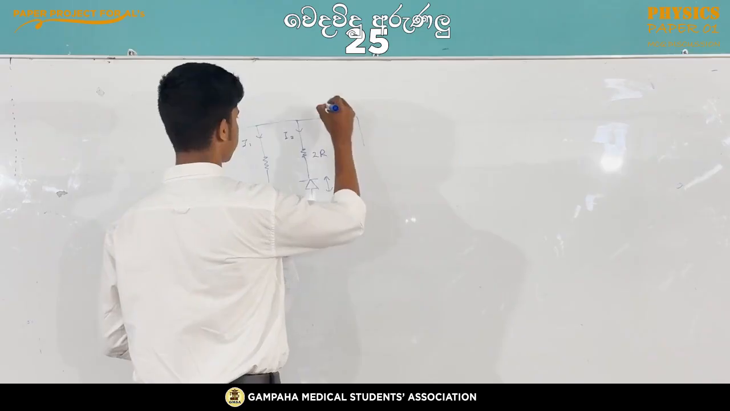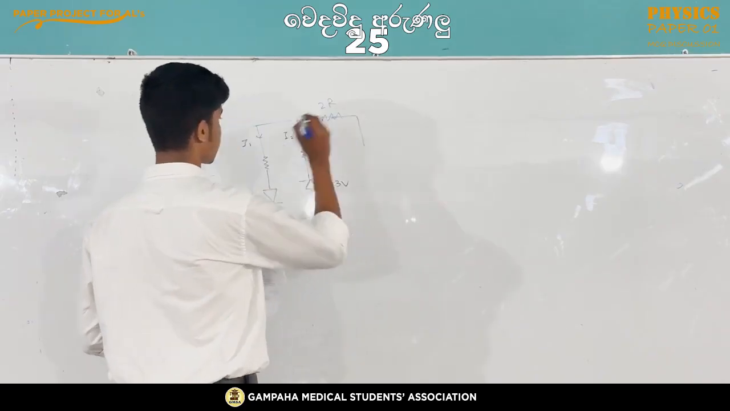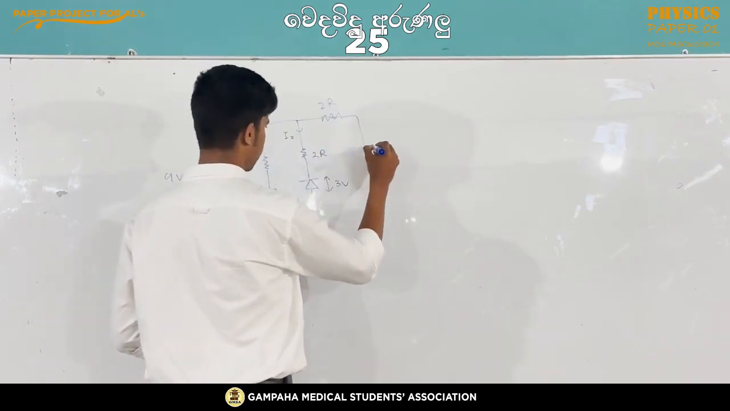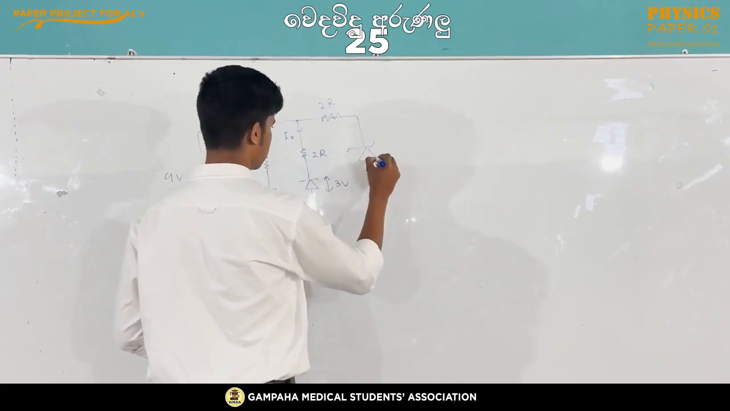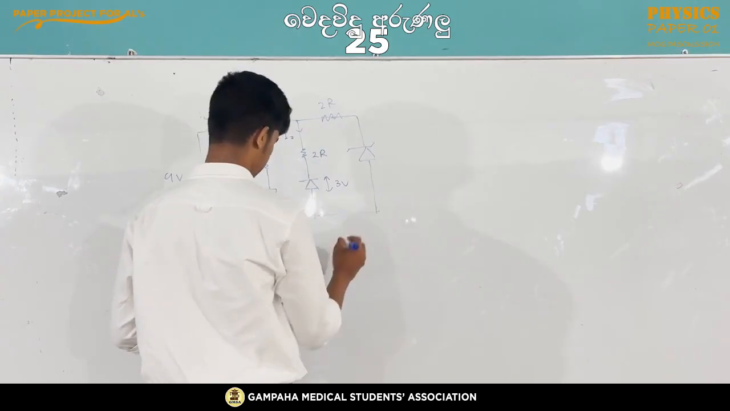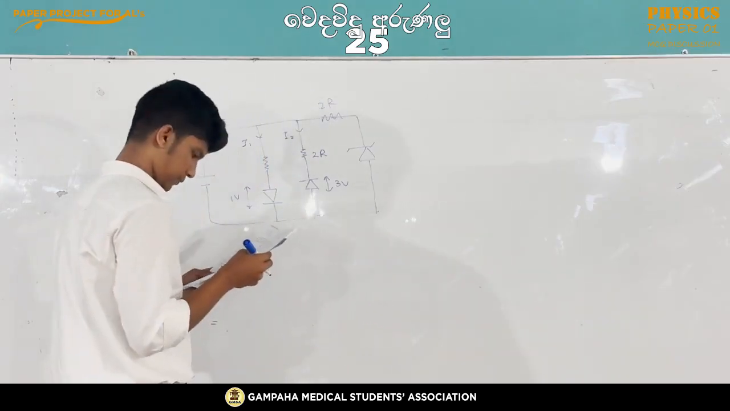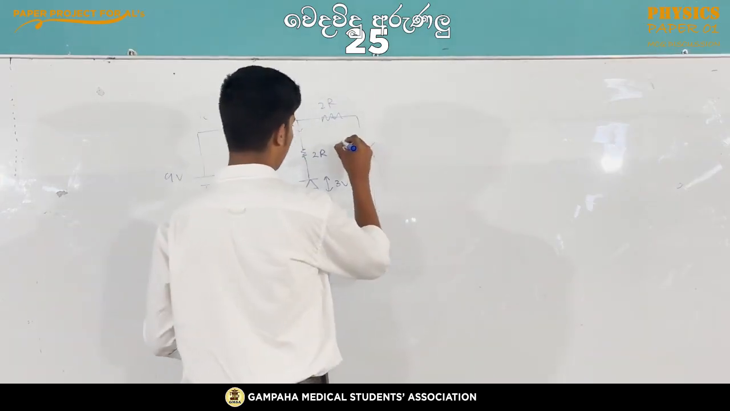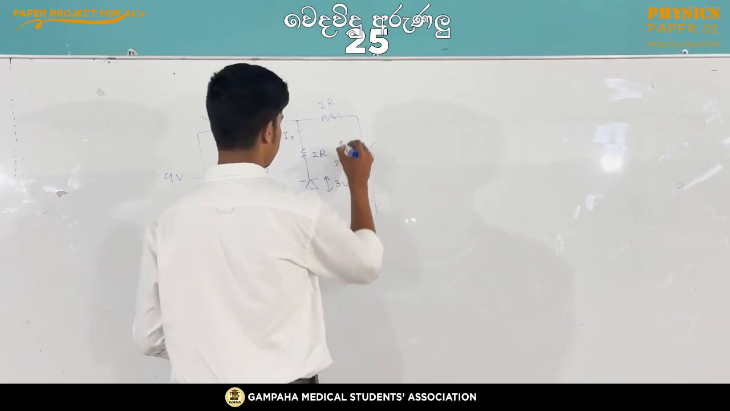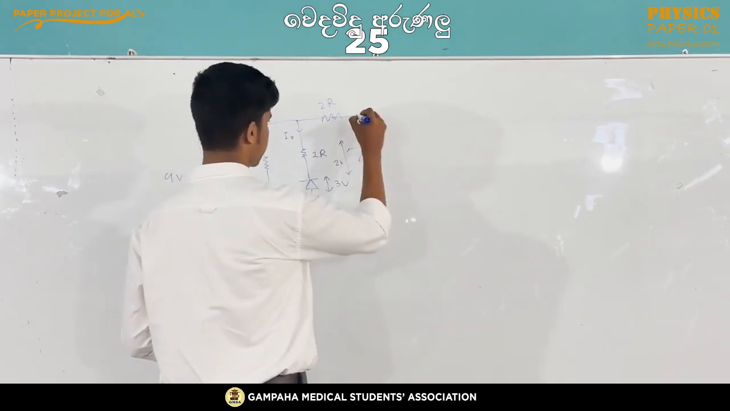Once again, here there is a resistance of 2R and a Zener diode here, which has a breakdown voltage of 2 volts. So 2 volts is maintained across these 2 points.